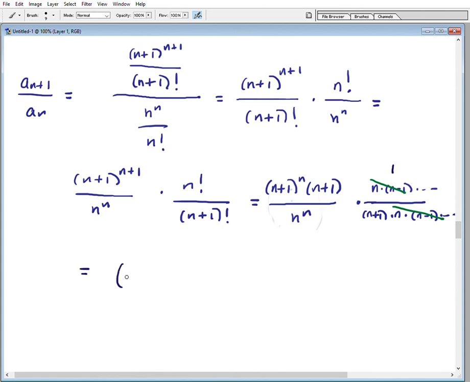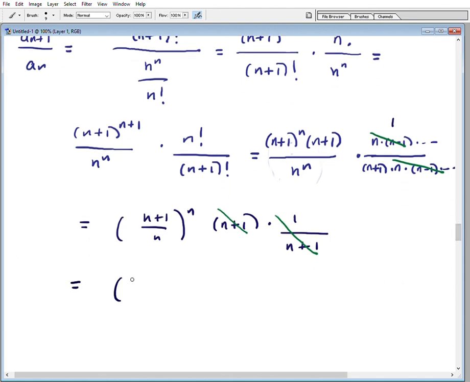Okay, here, so this is n plus 1 over n. And here we just have n over n plus 1. We're left with that, n over n. We're just left with 1 over n plus 1. Okay, so those also cancel. So here's what we're left with. This is 1 plus 1 over n to the n.